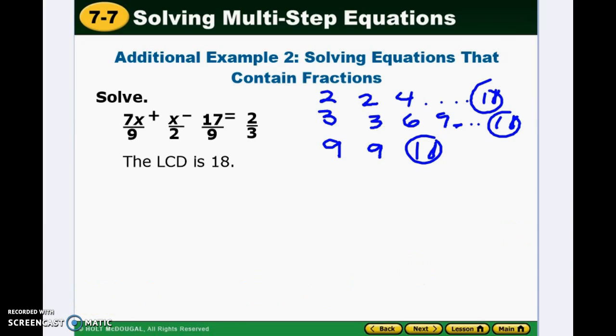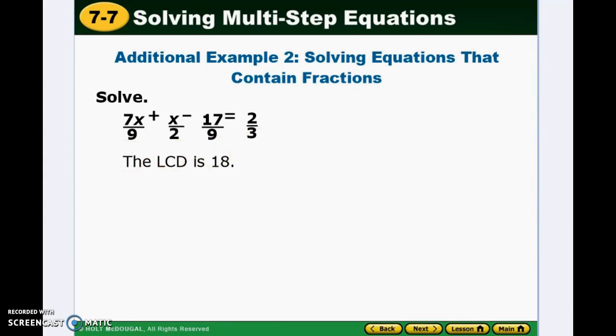So this is just a little recap. Alright, so now we are going to multiply each term by 18. We are going to do 7 ninths times 18 over 1. The 9 cancels, since 9 goes into 18 2 times. So 7 times 2 is 14.